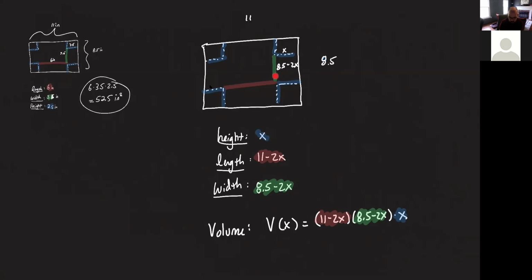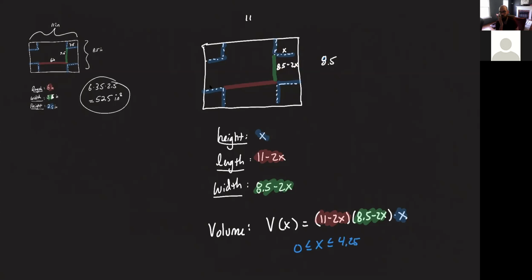If I think about this green area right here, this can't be negative either. So 8.5 minus 2x can't be negative. If we're cutting down here, I have to make sure that there's still some space in the middle, so I can't cut more than half. x can't be more than half of the piece of paper. So x has to be smaller than half this length. We're going to be considering x values that fall somewhere between 0 and 4.25.